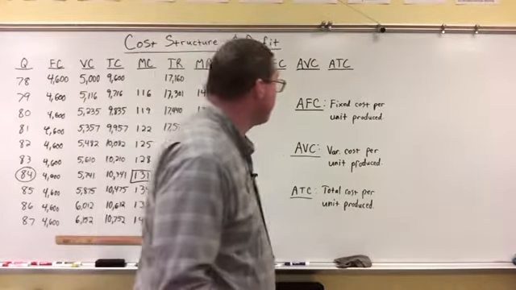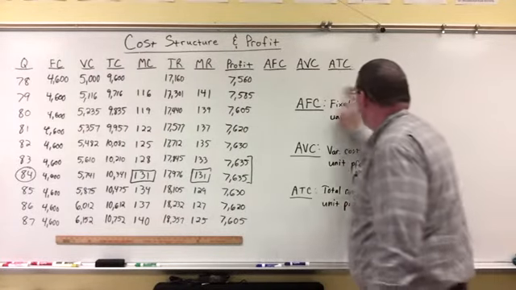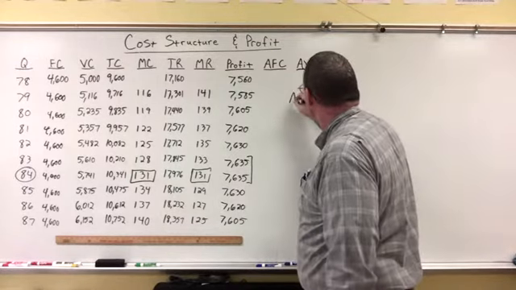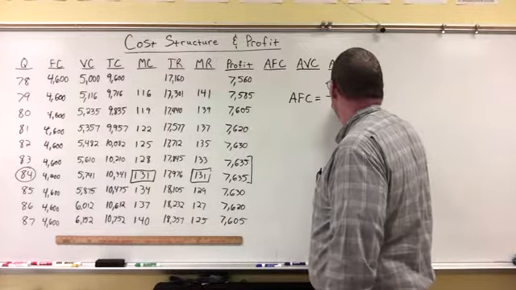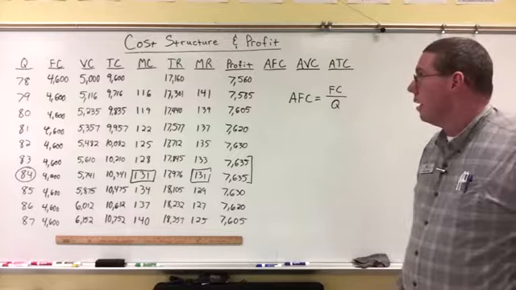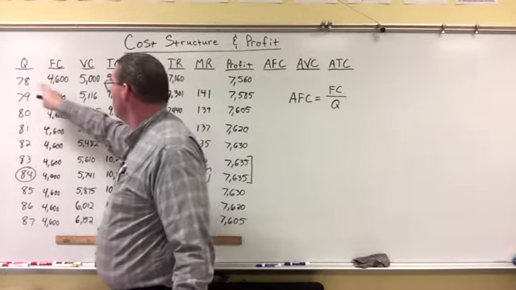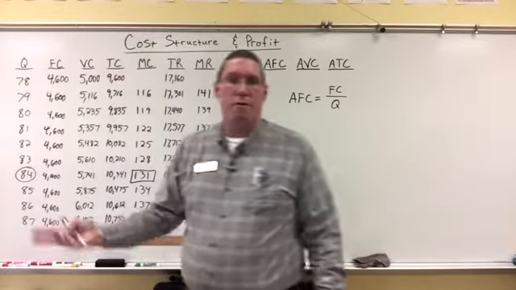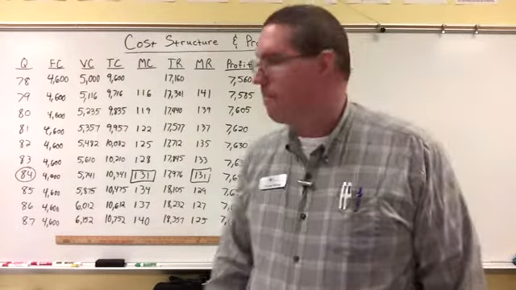Now, I'm going to give you a few formulas. I hope you wrote these down. To calculate average fixed cost, all you have to do is divide fixed cost by quantity. That's it. So here, if we wanted to know the average fixed cost for 78, we would just do fixed cost 4,600 divided by 78. And whatever 4,600 divided by 78 is, that would be the average fixed cost.